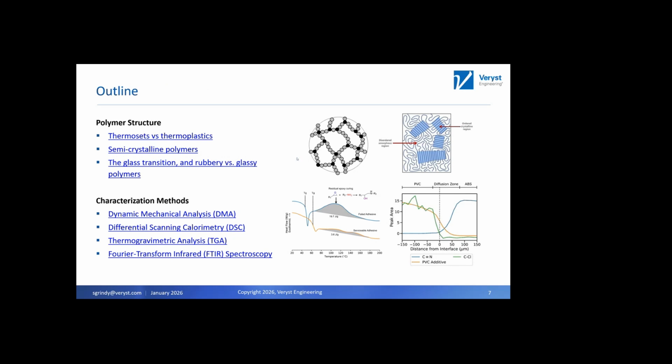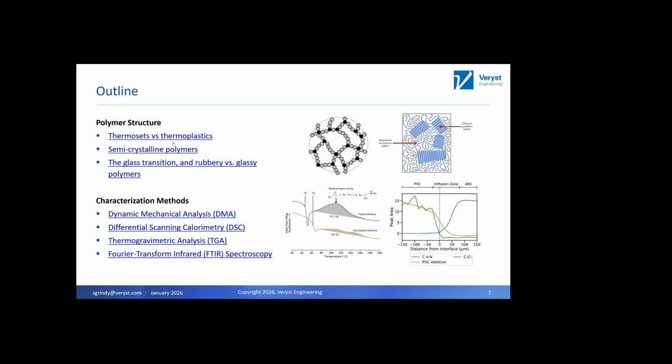So to go into a more detailed outline of the specific topics that we're going to be talking about today, in the first half of the class on polymer structure, we're going to talk first about thermosets and thermoplastics. We're going to talk about semi-crystalline polymers. I'm going to spend a little bit of time talking about the glass transition temperature, or the glass transitions in polymers, because I think that's one of the things that is perhaps most often overlooked or not well understood, but has a really significant impact on functional performance of polymer materials.